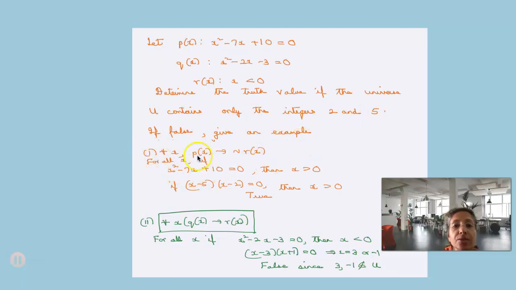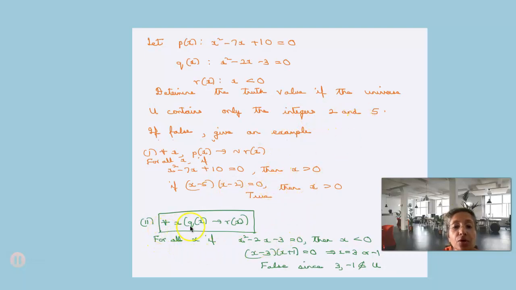So we have for all x, Px implies negation Rx. That means for all x, if x squared minus 7x plus 10 equals 0, then x is greater than 0, because Rx is x less than 0. So when you factorize this, that means if x minus 5 into x minus 2 is 0, then x is greater than 0, which is true because x can be 5 or 2, which is greater than 0. So because the universe has only 2 and 5, this is true.